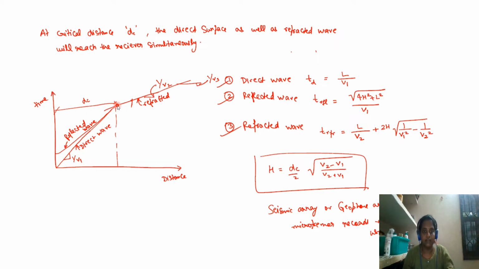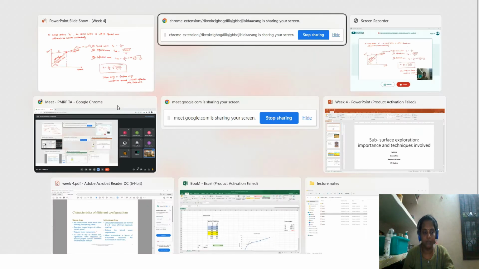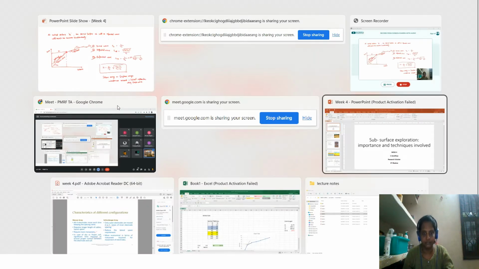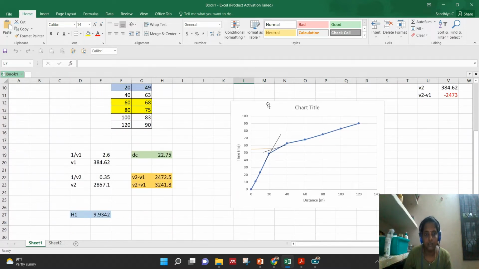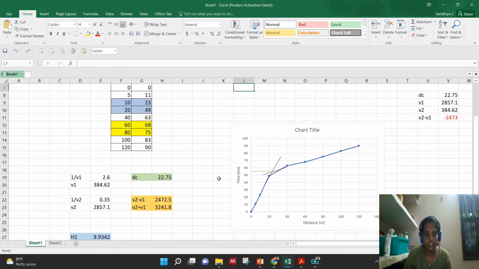So initially we have to plot a graph. So what we do is, are you able to see this graph?